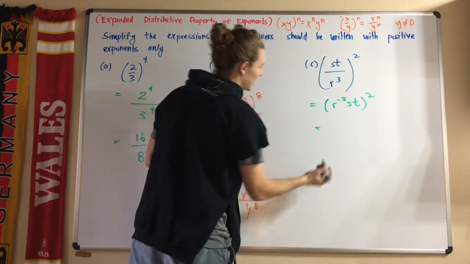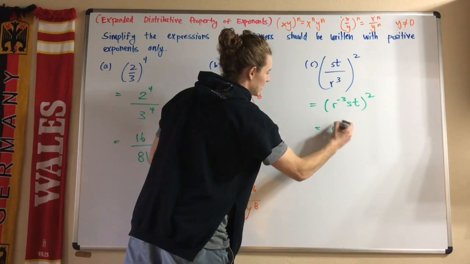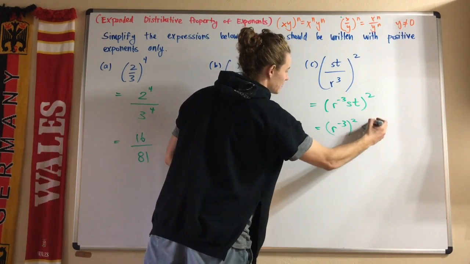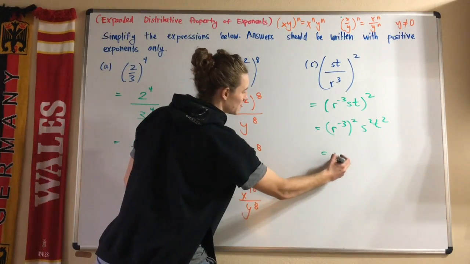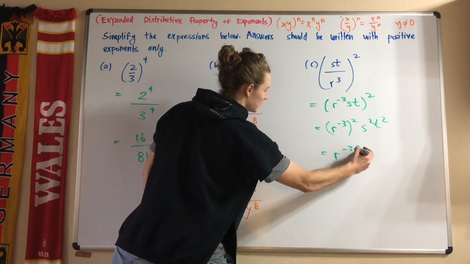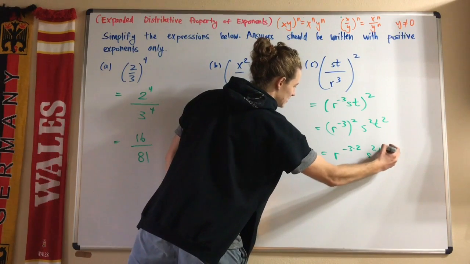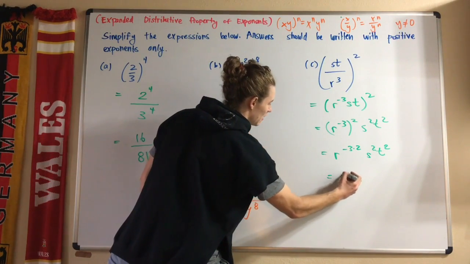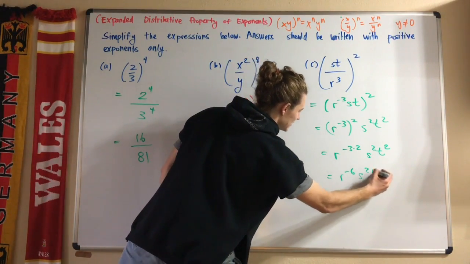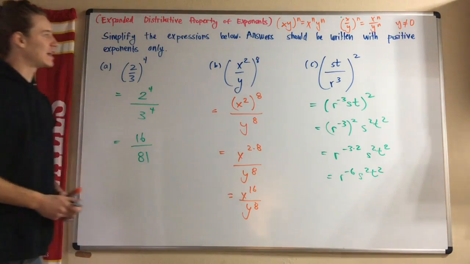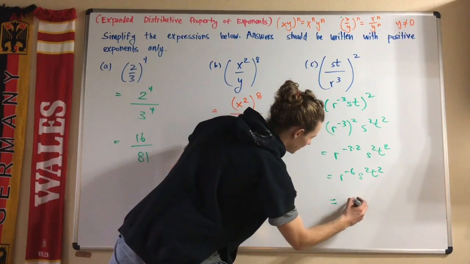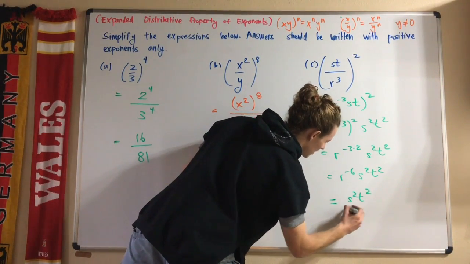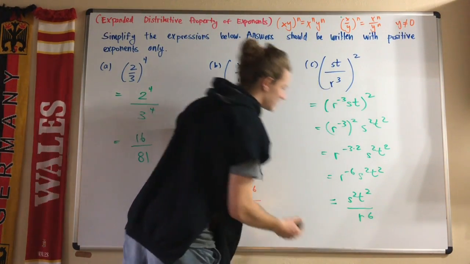In any case, we can rewrite this as r to the negative 3 squared, s squared, t squared. Using the power property of exponents, we can write that as r to the negative 3 times 2, s squared, t squared. Finally, r to the negative 6, s squared, t squared. And because we like to have our answers written with positive exponents, we could rewrite this finally as s squared, t squared over r to the 6th.